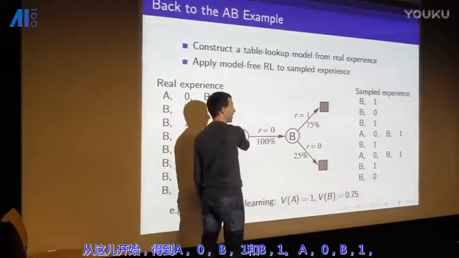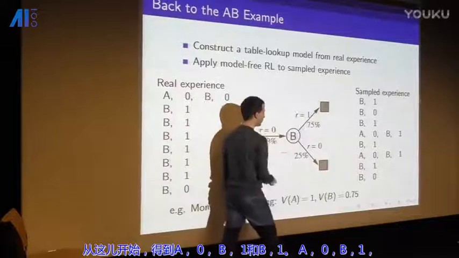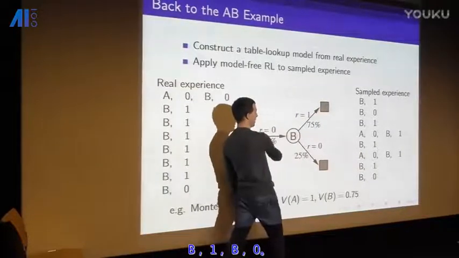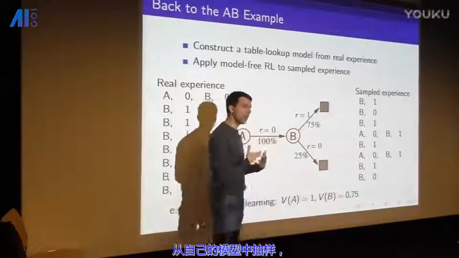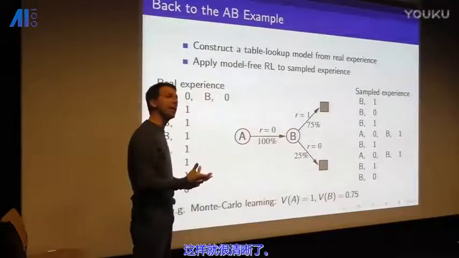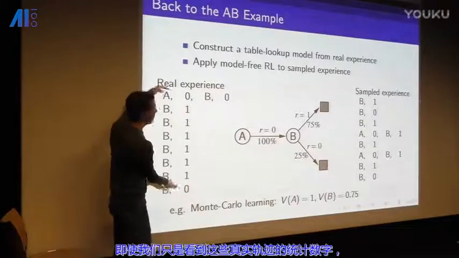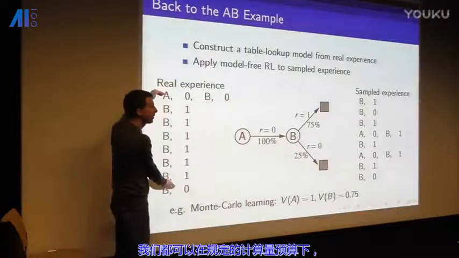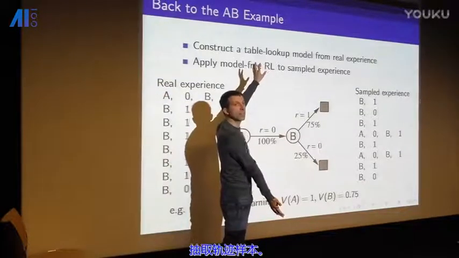We sample again, we end up starting here, we get A0, B1. And B1, and A0, B1, B1, B0. So we're just sampling from our own model. And it should be clear that the advantage of this approach is that even though we've only seen this number of real trajectories, we're able to sample as many trajectories as we can given our computational budget.